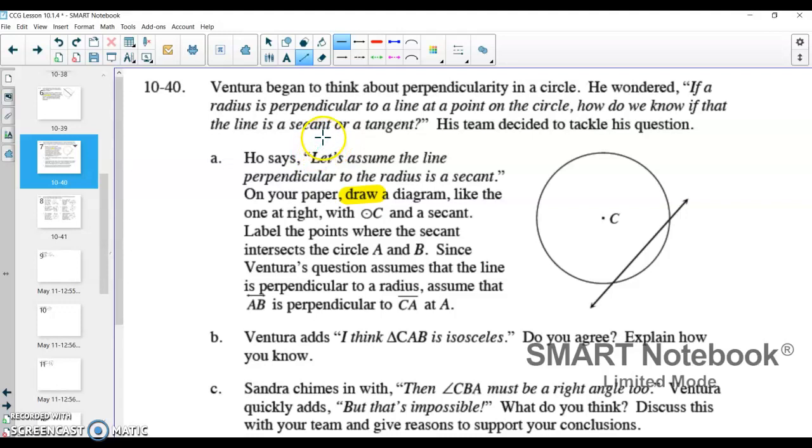So one of his teammates that's going to help him dissect this question says, well, let's make the assumption here that the line perpendicular to the radius is a secant. So they're going to make the idea that this relationship is going to exist where you could draw a line from the center out to the radius, and it'll always be perpendicular, and they're going to assume that that is going to happen with a secant line. So on the paper, we're going to draw a diagram. We already have that. And what I'm going to add in here is lines. I'm going to put a point here that I'm going to call B, and I'm going to put a point here that I'm going to call A to help me visualize this.